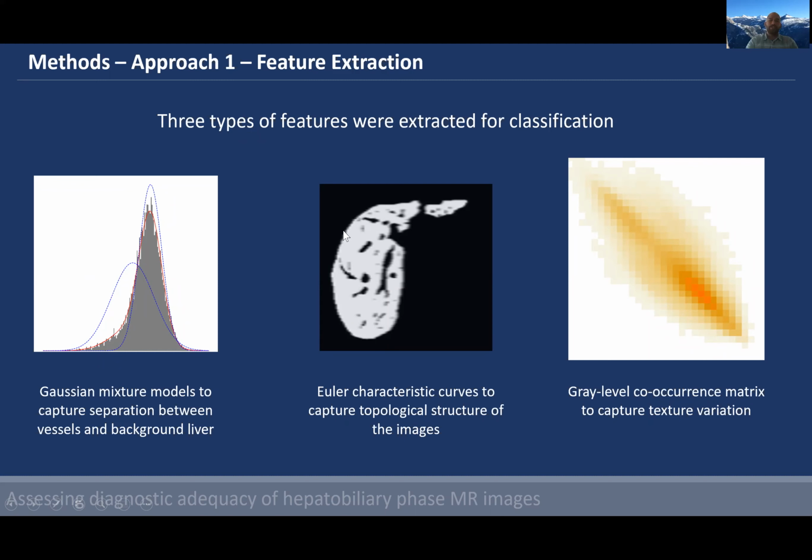This was actually Dr. Schwartzman's idea, where we use Euler characteristic curves to capture the topological structure of the images. And I'll go into what I mean by that in a few slides. And then something more common to biomedical image analysis is texture analysis. So we use something called the gray level co-occurrence matrix, which summarizes homogeneities and inhomogeneities within the texture of the image. You basically compute metrics from this matrix and use those as features for classification in the random forest.